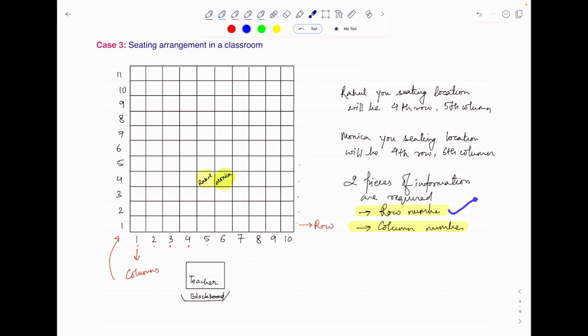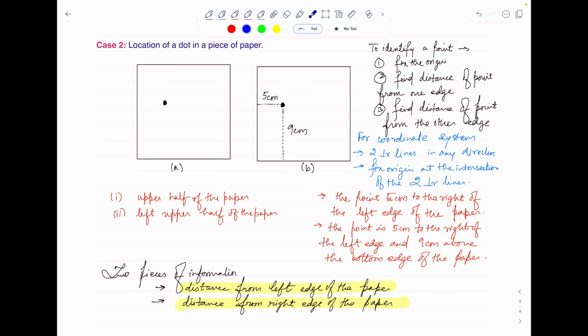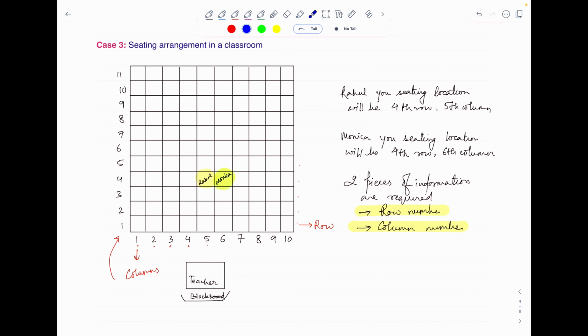Here also two pieces of information are required, that is row number and column number. Using those, madam first fixed an origin, the starting point for the row and column numbers. So this origin fixation is also required. We checked that for a coordinate system, two things are required: two perpendicular lines in any direction, and fixing the origin at the intersection of the two perpendicular lines. These are the basic parts of a coordinate system. We will see this in the next chapter also.